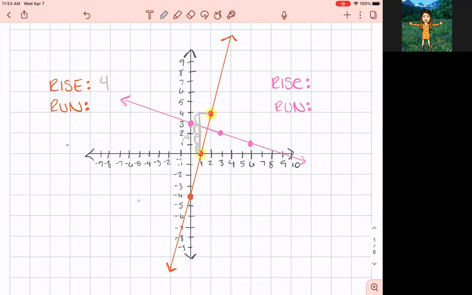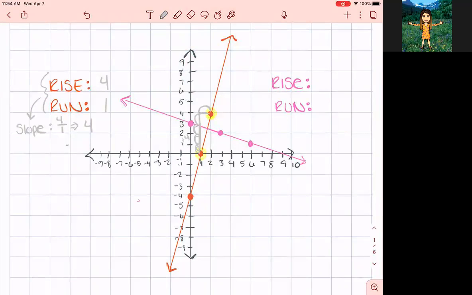And then the run, how far is it left to right? This one's easy. It just goes over 1. So then the run is a positive 1. We write that as a fraction. So the slope of this line is then going to be 4 over 1. And we always simplify our fractions. This one can just be written as 4. So that should have been a pretty easy one. So this is an easy way for us to find the growth of a graph.